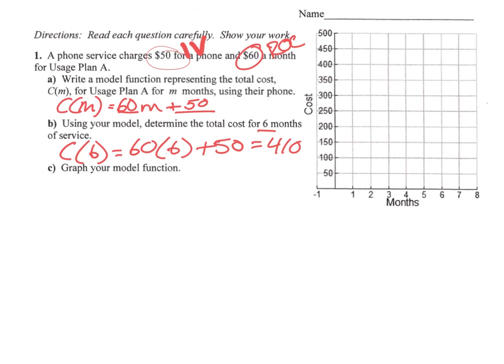So now, graph your model function. I'm going to make an XY table. At 0 months, how much do I pay? How much did I pay for my phone? $50. So at 0, I start off by paying 50.